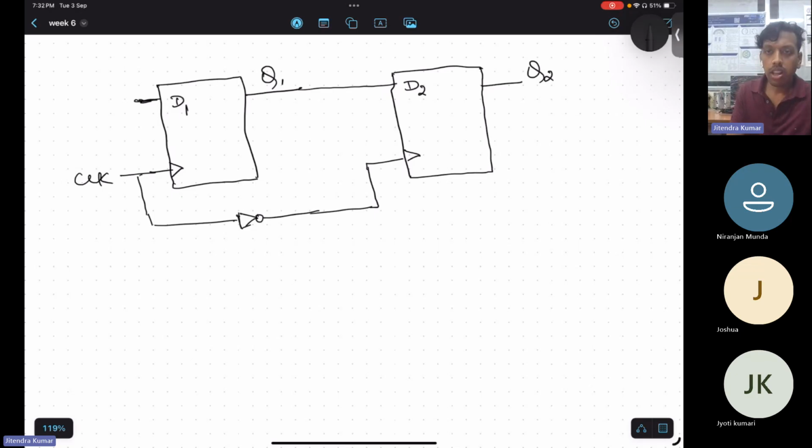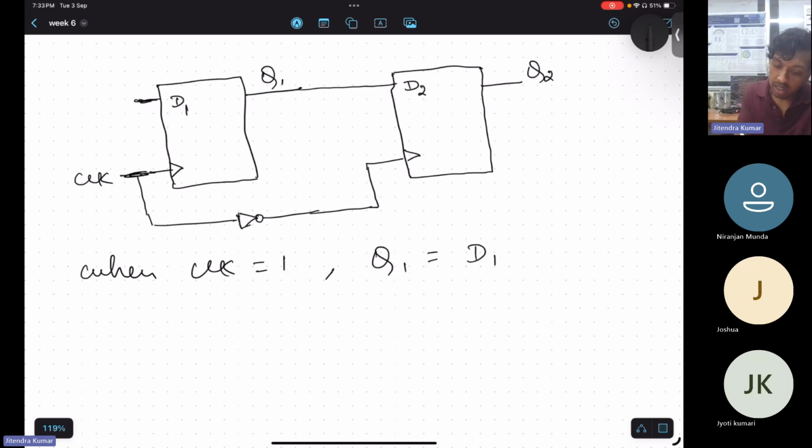So here the output will depend on both the flip-flops. So Q2 will be equal to Q1 when this clock is equal to 1, when clock is equal to 1, Q1 is equal to D1. But when clock is equal to 1, then this clock will be 0 because it is inverted, right? So Q2 will be 0, okay. I hope you got it.